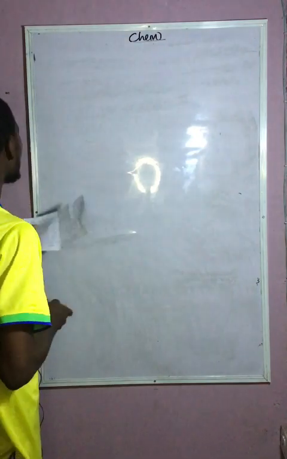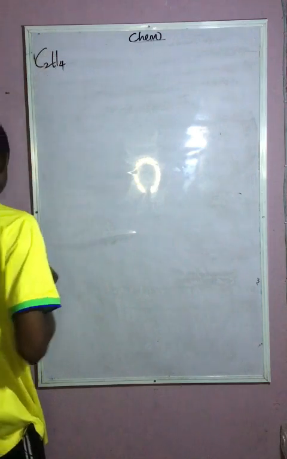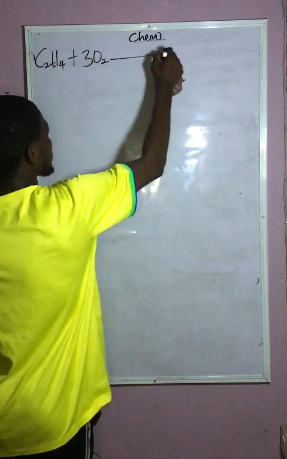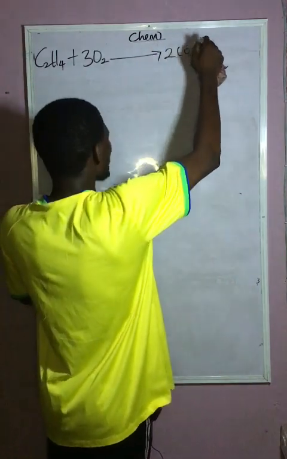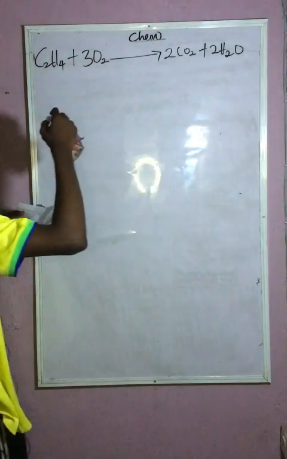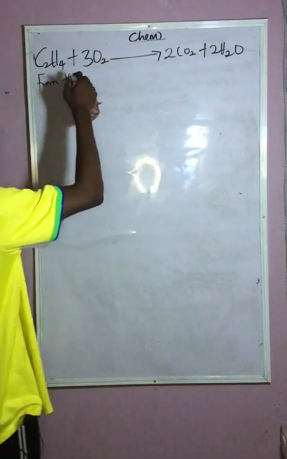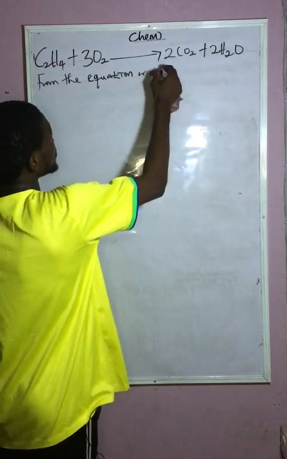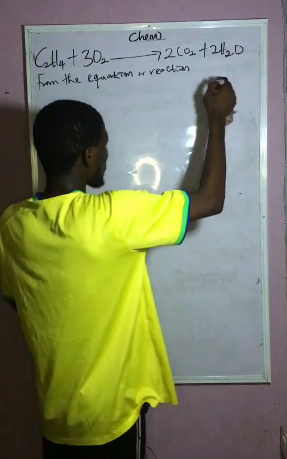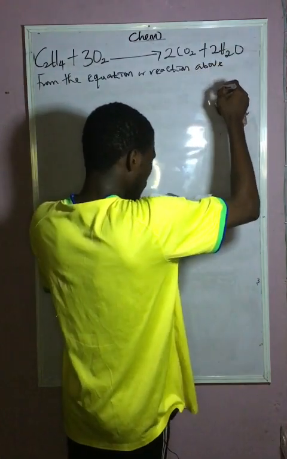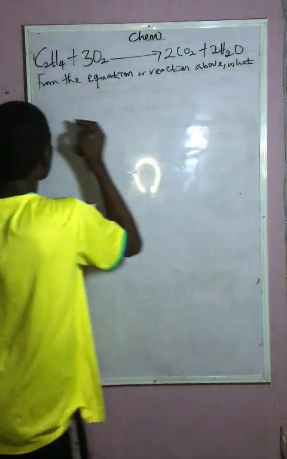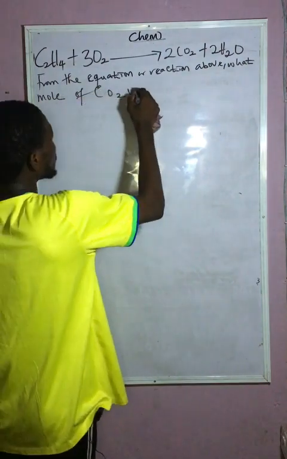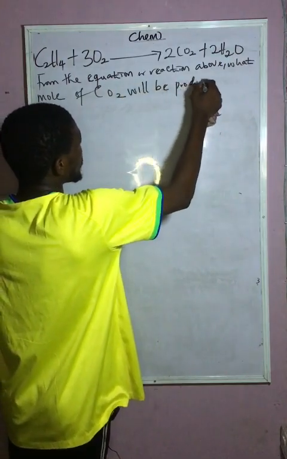So we have CH4. You can see this kind of question. JAMB provides the equation for you to use, so you don't have to stress yourself. So they said from the equation or reaction above, in case you come across it, what mole of CO2 will be produced? Wow, I love this kind of question.